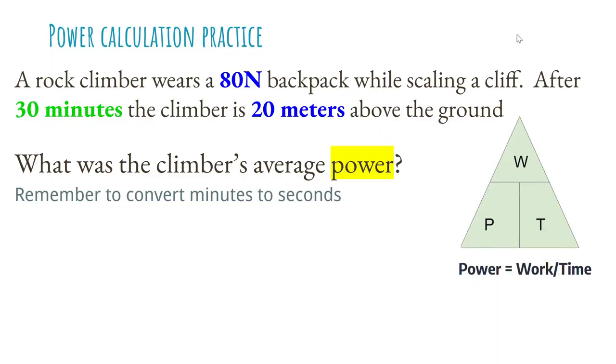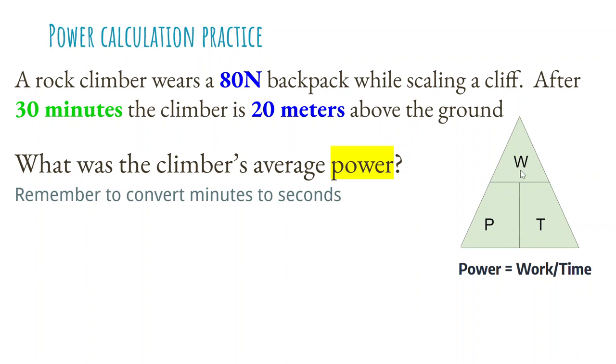I have the same example. I still have that rock climber. He's wearing an 80 Newton backpack while scaling a cliff. And after 30 minutes, the climber is 20 meters above the ground. This time I want to know, what is the climber's average power? So I have a different triangle. We will typically offer you formulas. Power equals work divided by time. Power is just how fast can you do that work, right?